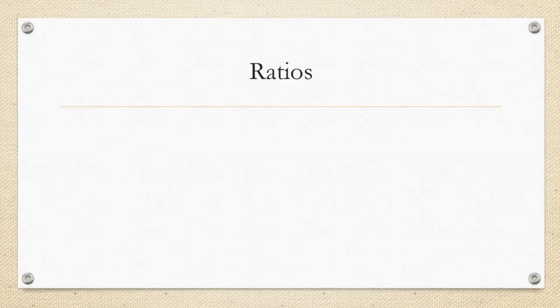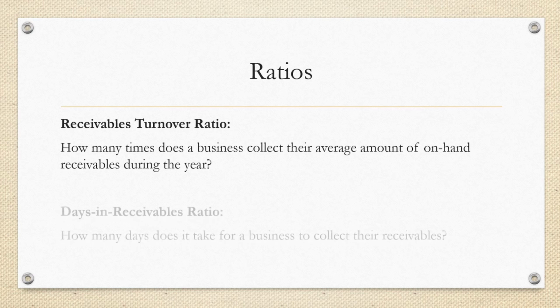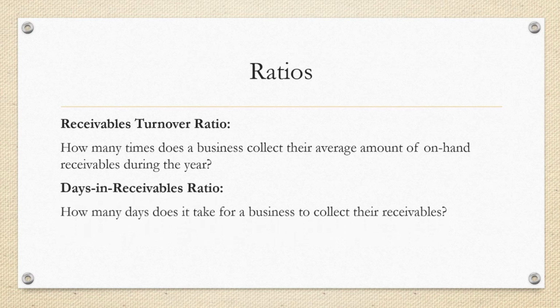Now onto the ratios, which are the other methods of assessing how a company is managing their receivables. The receivables turnover ratio counts how many times a business collects their average amount of on-hand receivables during the year. The days in receivables ratio takes the receivables turnover ratio and divides it into 365 days to calculate how many days it takes for a business to collect their receivables.